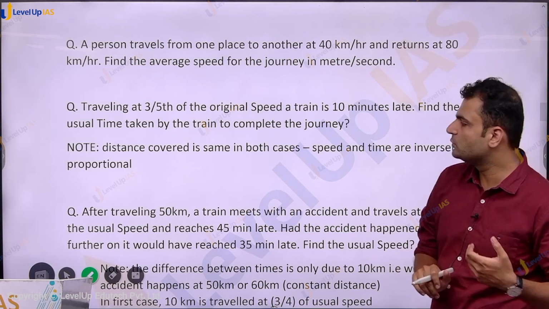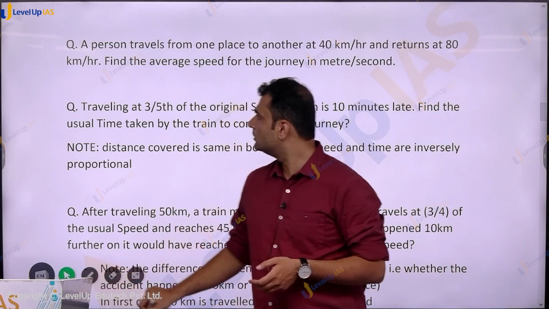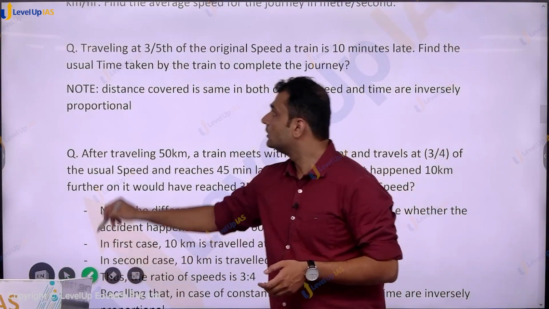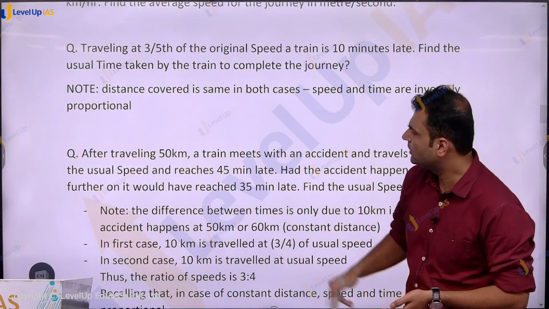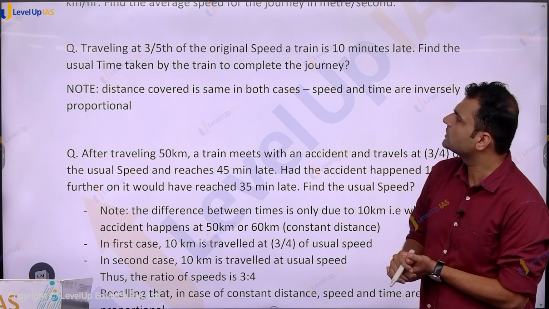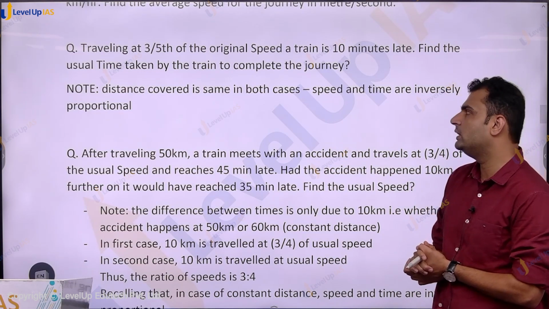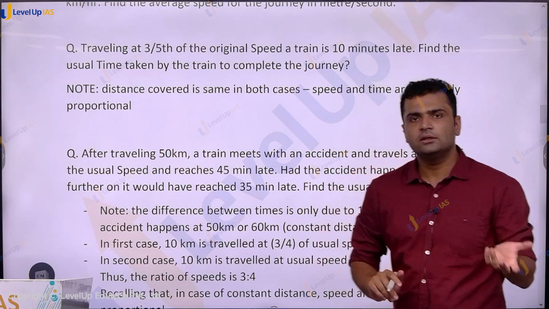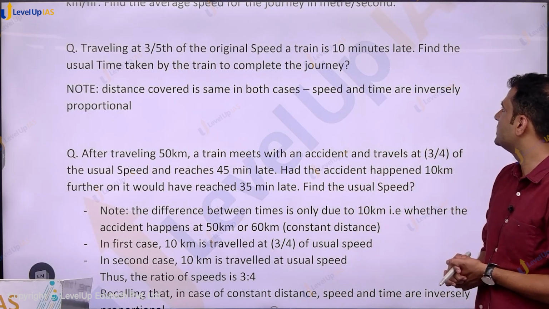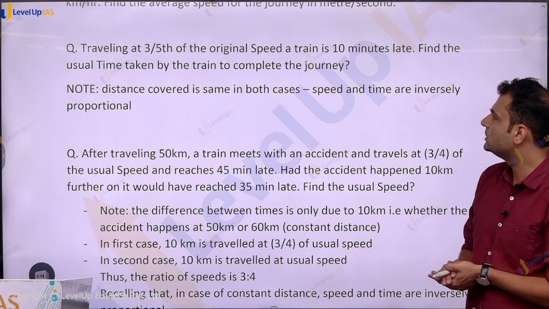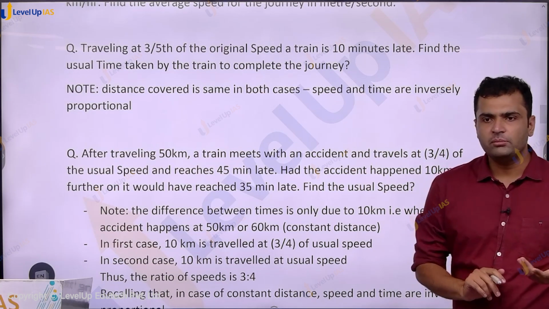Now, this is a very interesting question. Traveling at 3/5 of the original speed, a train is 10 minutes late. Find the usual time taken by the train to complete the journey. Usual time we want to find out.